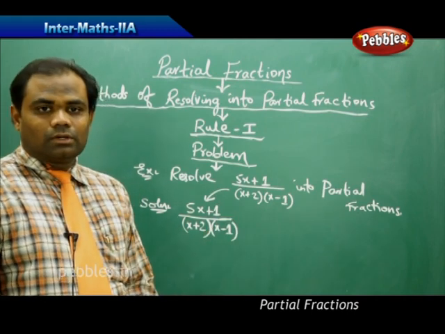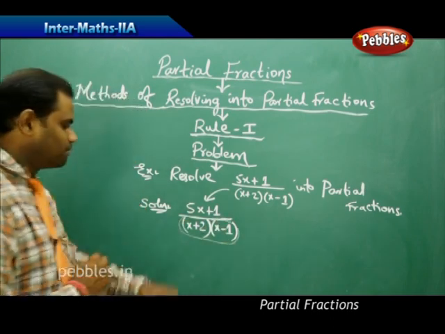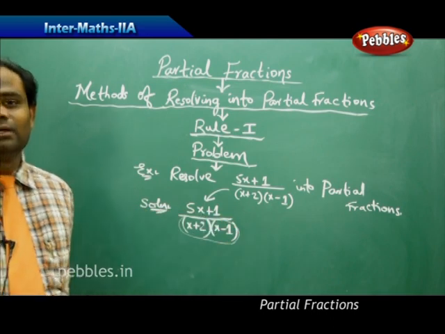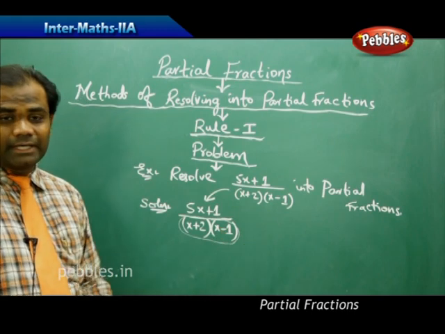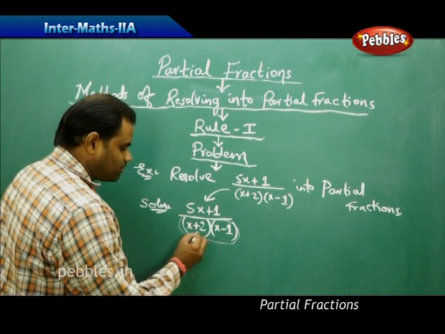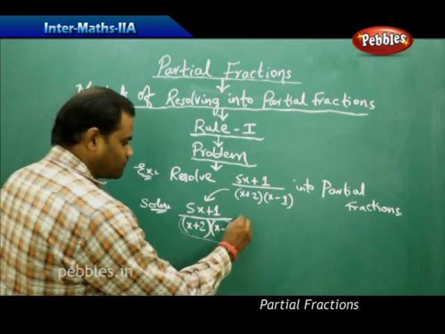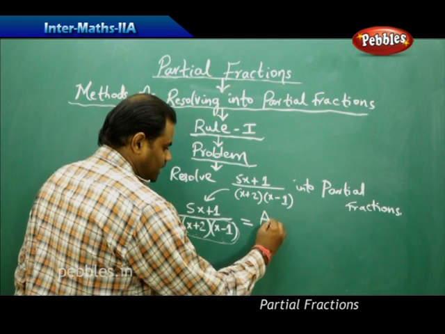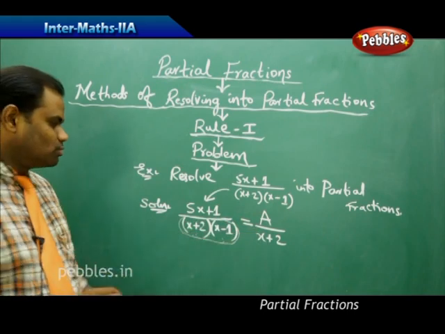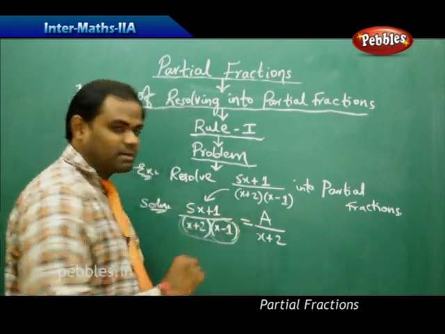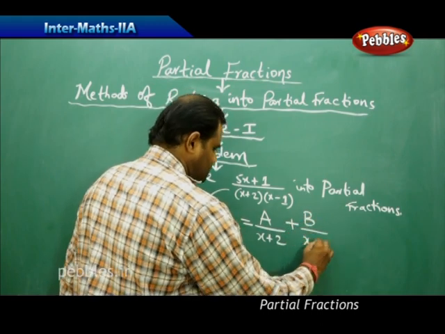Now, if I see this clearly, my g of x is (x plus 2) times (x minus 1) and my f of x is 5x plus 1, and rule 1 says that whatever the possible factors of g of x are, the possible factors are x plus 2 and x minus 1. Therefore, each factor can be expressed in the form a by (x plus 2), and the other factor x minus 1 can be expressed as some constant, say b by (x minus 1).